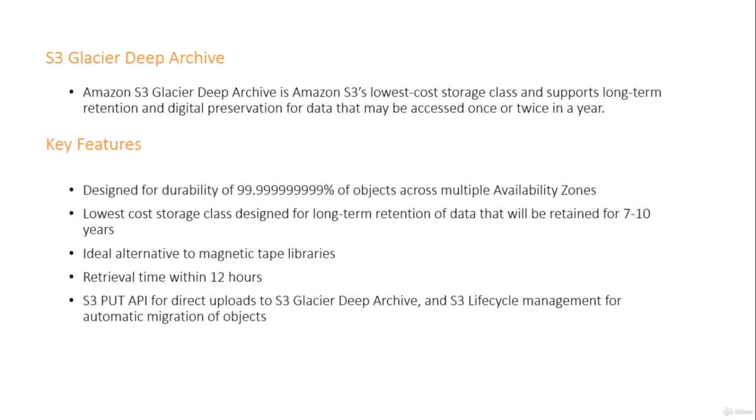S3 Glacier Deep Archive. Out of all the storage classes offered by S3, Glacier Deep Archive is the cheapest and it is mainly focused on long-term storage. This is an ideal storage class for circumstances that require specific data retention regulations and compliance with minimal access. The durability and availability match that of S3 Glacier, with 11 nines durability across multiple availability zones with 99.9% availability.